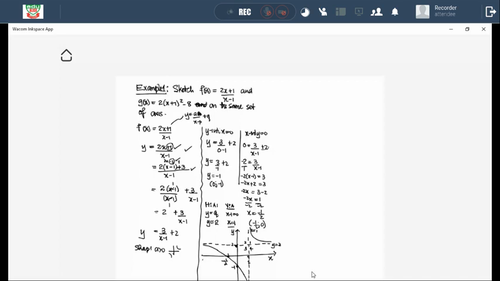Okay, I'm now looking at the other function, which is g of x. g of x is a parabola. So I need to list all the important features of a parabola. After that, I'll take all those important features and place them on your same Cartesian plane.